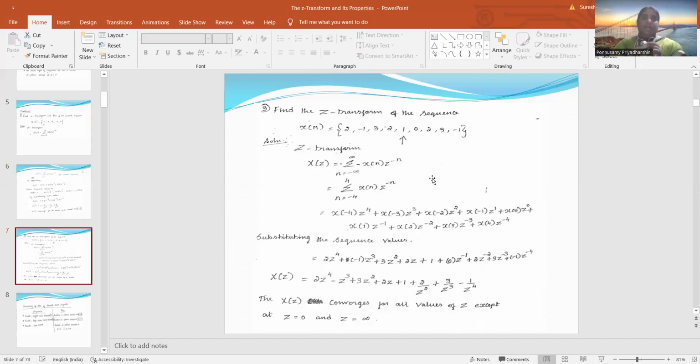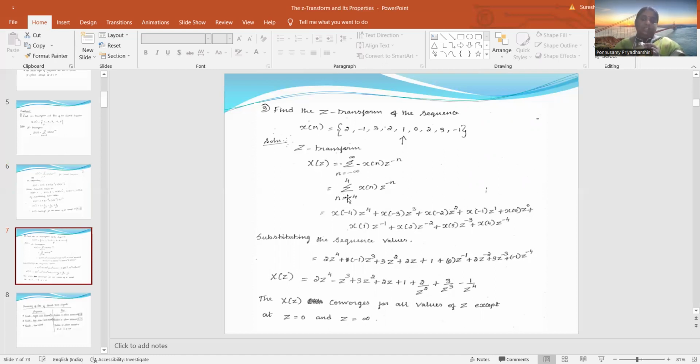The next is to find the Z transform for the sequence x of n is equal to 2, minus 1, 3, 2, 1, 0, 2, 3, minus 1. The arrow is indicating the center value. So we have the right hand side as well as the left hand side, that is, a causal as well as a non-causal sequence.